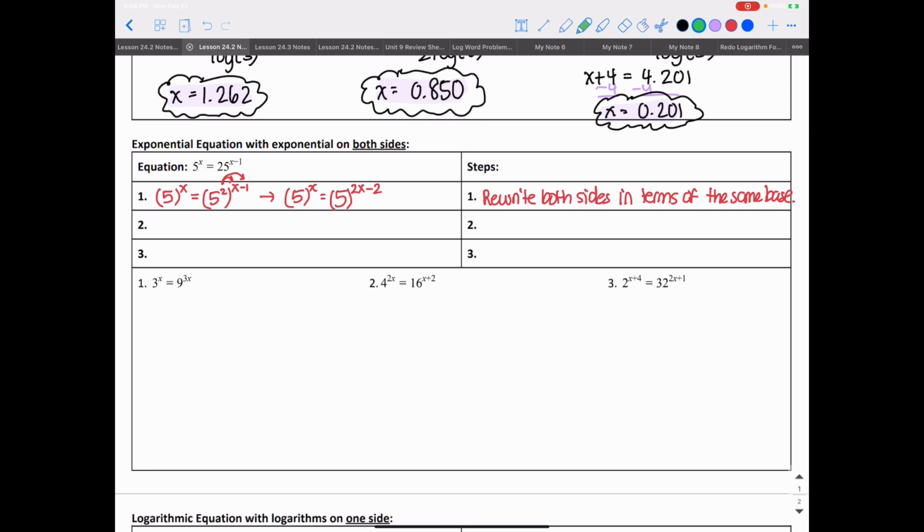And then what I'm going to do is, just like we did in the last unit, I'm going to set the exponents equal to each other. Because for these two sides to be equal, the exponents need to be equal to each other. I need to be raising 5 to the same power on both sides. I'm sorry, set the exponents equal to each other.